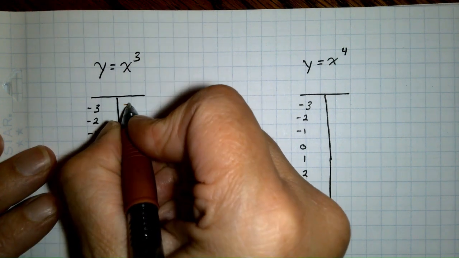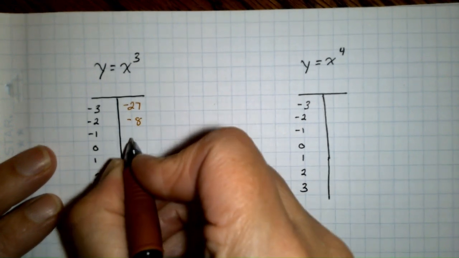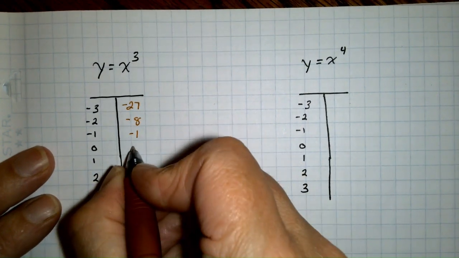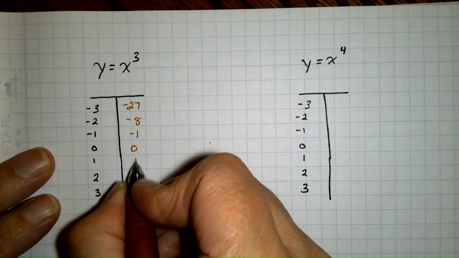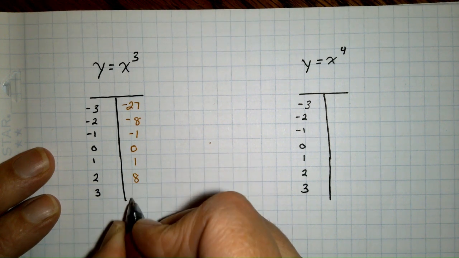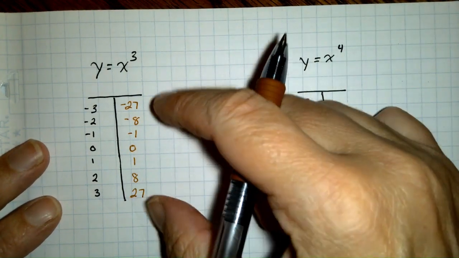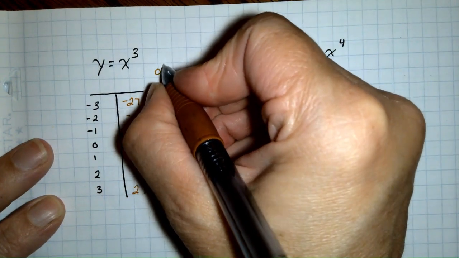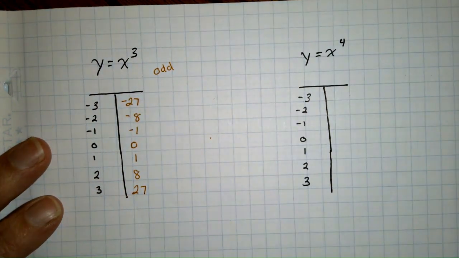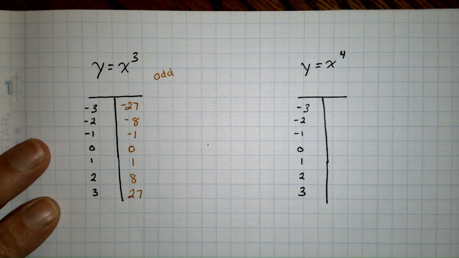-3 to the 3rd power is -27. -2 to the 3rd power is -8. We'd have -1 here. And 0 to any power is 0. 1 to any power is itself. 2 to the 3rd is 8. And 3 is 27. See how they're all opposites? This one happens to be odd symmetry, currently. I say that currently because of something I'm going to talk about in a little bit.